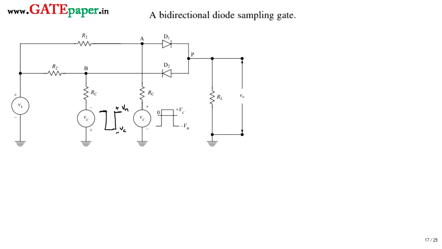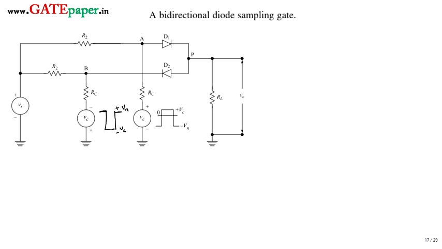Hello, we are discussing the third part of sampling gates under pulse and digital circuits. Till now we have seen the unidirectional diode sampling gates, which can be extended to more inputs, along with their advantages and disadvantages. Later we saw the bidirectional sampling gates using BJTs, by using a single transistor and an emitter coupled BJT. Next we observed when a pedestal occurs in both cases, and afterwards we saw how to remove the pedestal and what the disadvantages of the circuit that removes the pedestal are.